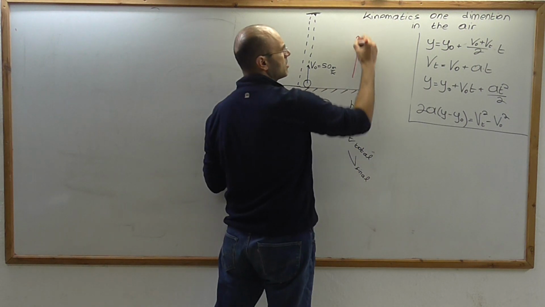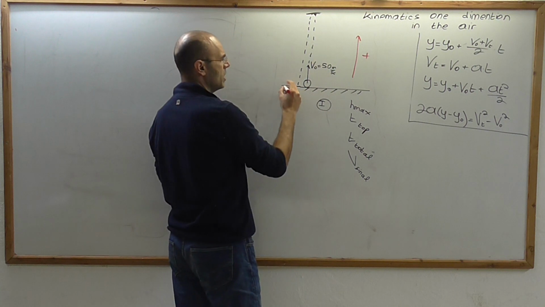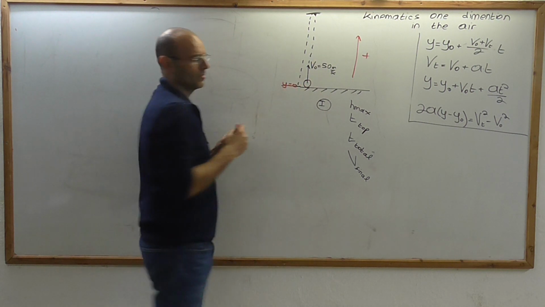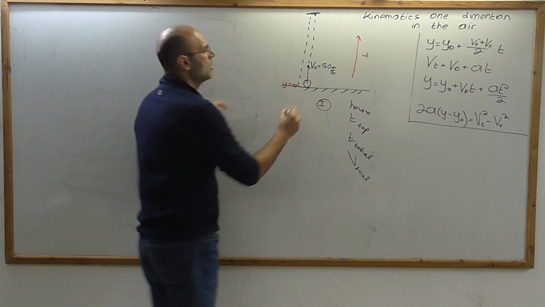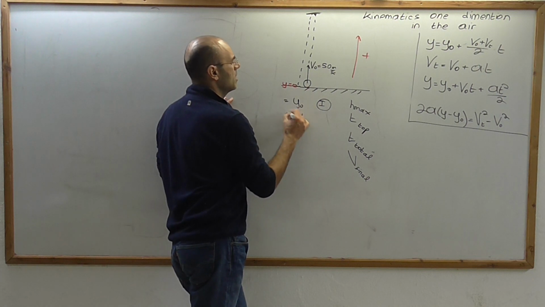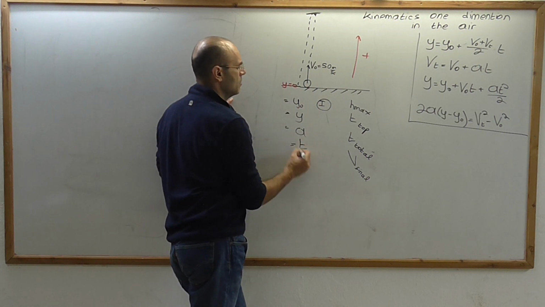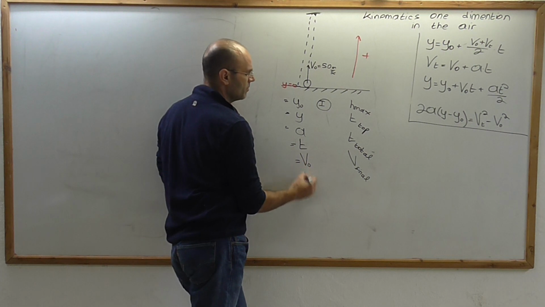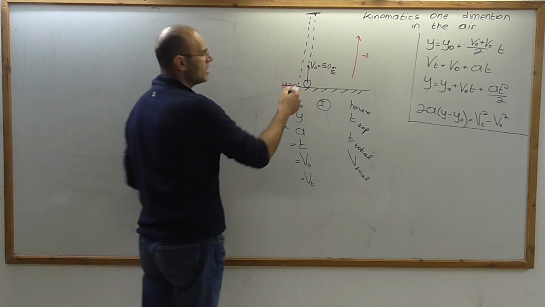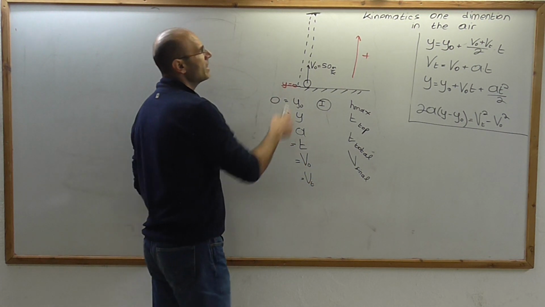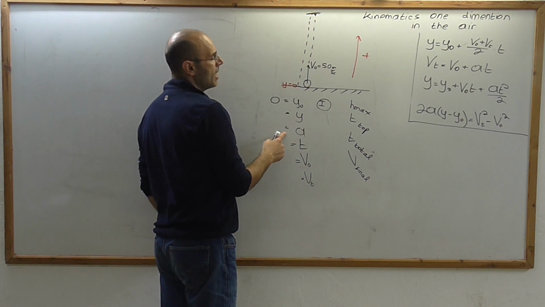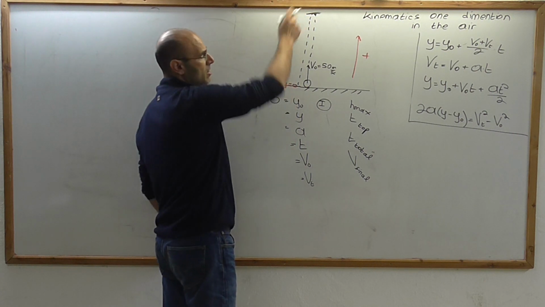Let's say this is the positive way, and this is the origin. So y0, y, a, t, v0, vt. y0 is 0. Y final, I don't know. I want now to calculate the top here.